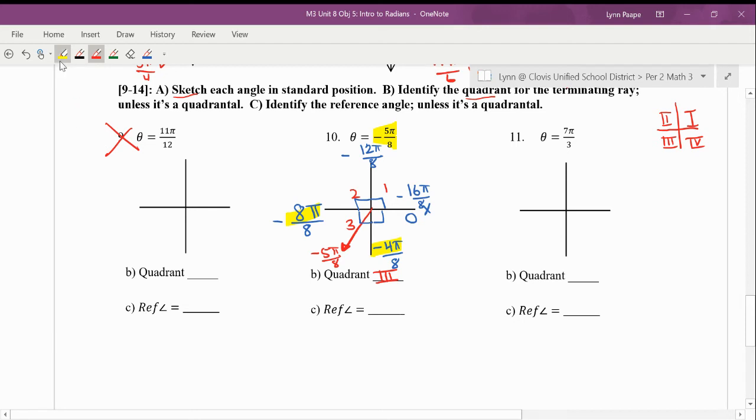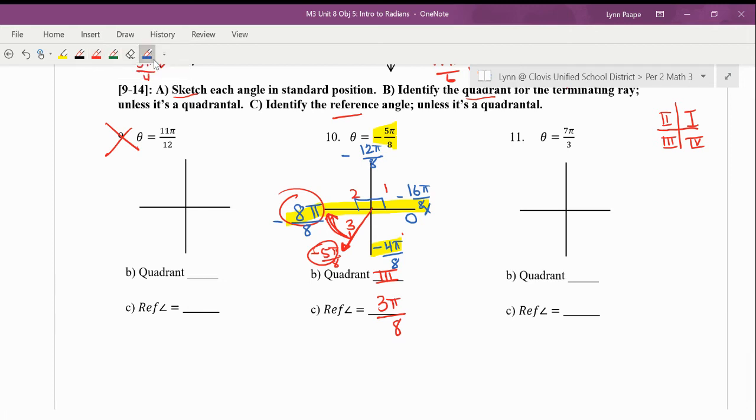So for the reference angle, we want to do the shortest distance to the x-axis. Here's my x-axis. Which way would I head to make that shortest route? Would I backtrack to the 0 or would I go forward to that 8? Going forward to the 8 would be that shortest distance. So that's what I'm going to take a look at. How far apart is 5 pi from 8 pi? Remember, we're doing positive values only for reference angles, right? So how far apart is 5 pi from 8 pi? And that is 3 pi over 8. Okay, so let's take a look at question number 11.